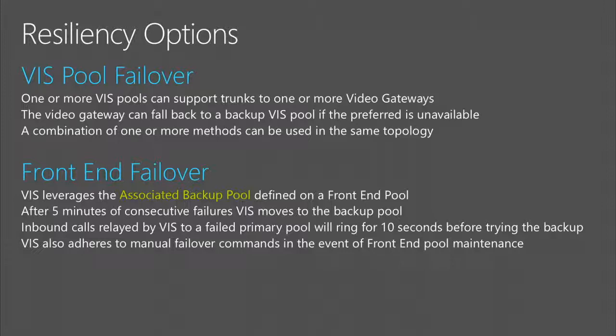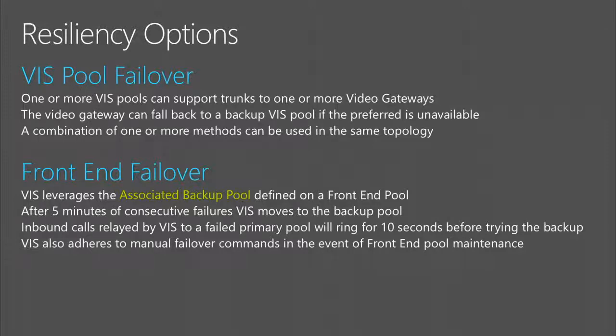Front-end failover uses the same model that Link has traditionally used, and that Skype for Business still uses, where when you define a front-end pool, as long as you have a second pool, you pick an associated backup pool. You set that primary backup pool relationship, and then other clients and servers will leverage that to know, hey, if my primary pool is down, this is the other pool I'll try to connect to for the stuff I need. Viz does the same thing.